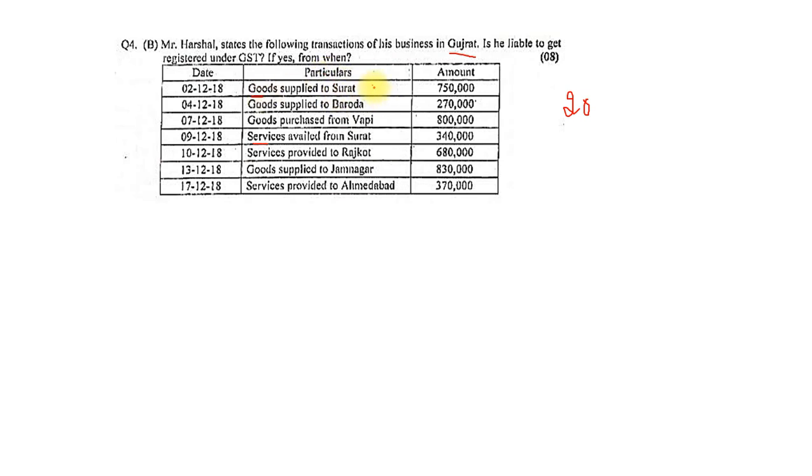Okay, supplied to Surat, yes. Goods supplied to Baroda, yes. Goods purchased, no. Purchase cannot come. Again, services availed means you have taken purchase, so cannot come. Provided, yes, it's like a supply. Goods supplied, yes, and goods provided again, yes. So in total, we have 5 transactions.